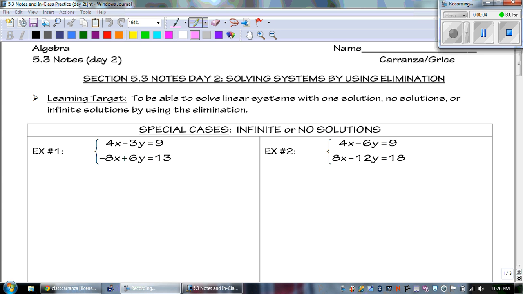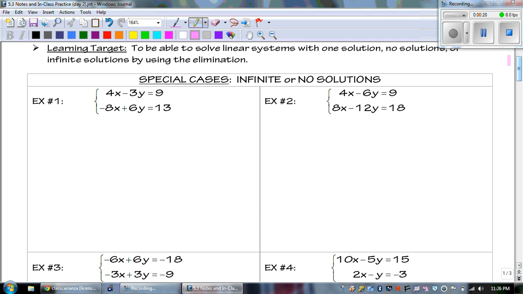Guys, this is Mr. Grice for Algebra 2, Chapter 5.3 notes. That's right, Day 2. Today we're continuing our discussion on solving systems by using elimination. Our learning target today is to be able to solve linear systems with one solution, no solution, or infinite solutions by using elimination. So let's go ahead and get started.